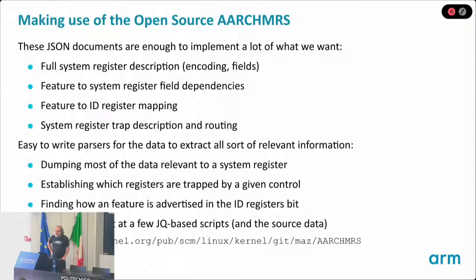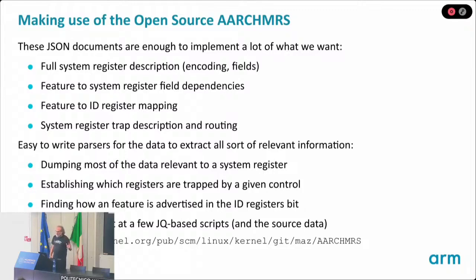Well, first, it comes with all the system registers with the encoding, all the fields. It contains all the dependencies on features, on the fields and on the ID registers. It describes all the traps and the routing of these traps. So it's relatively easy, even for someone like me, to write parsers for that data and extract bits and pieces. So you can dump most of the data relevant to system registers.